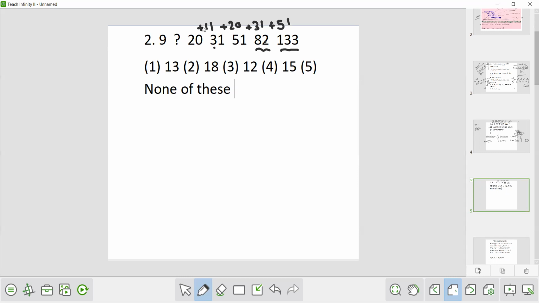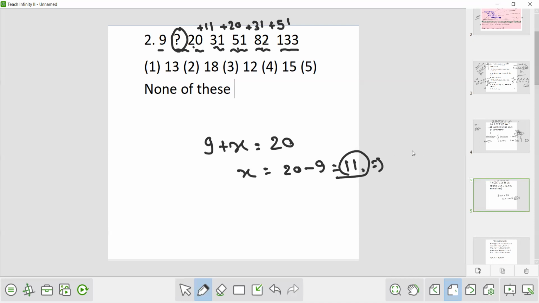Now as we write it, we see that this 82 is the sum of the just previous two numbers. This 31 is the sum of the just previous two numbers. This 133 is the sum of the just previous two numbers, 82 and 51. So what will be here? 20 is the sum of the previous two numbers, 9 plus x. 9 plus x is equal to 20, so x is equal to 20 minus 9, that is 11. So our answer will be 11. Since 11 is not in the options, it will be option 5, none of these.